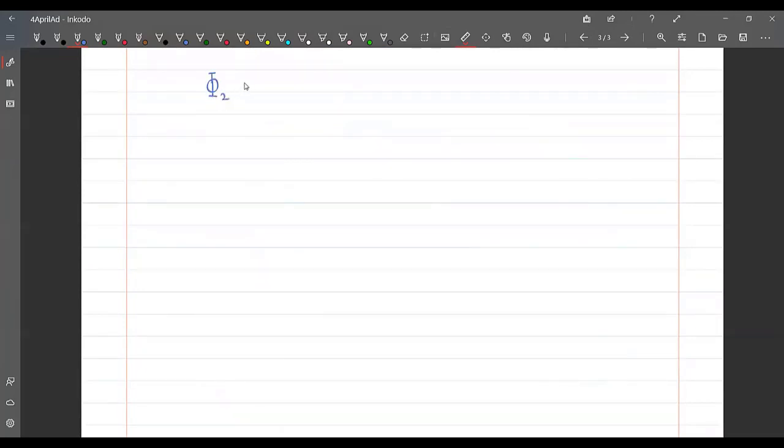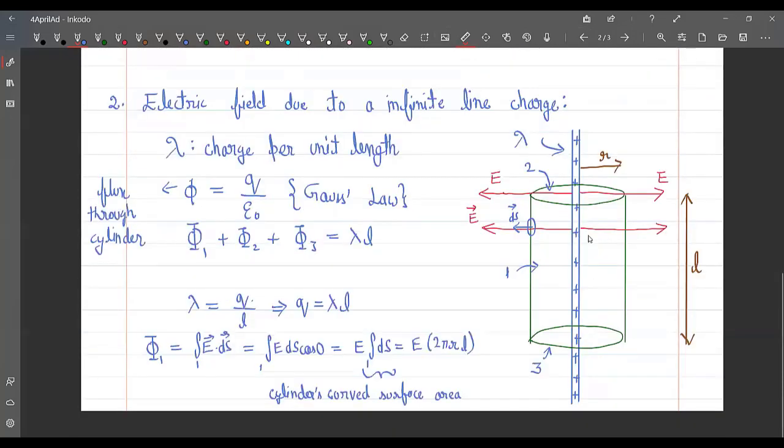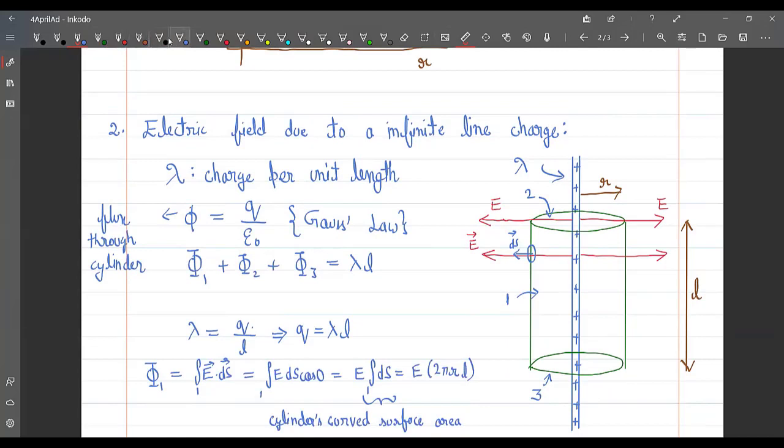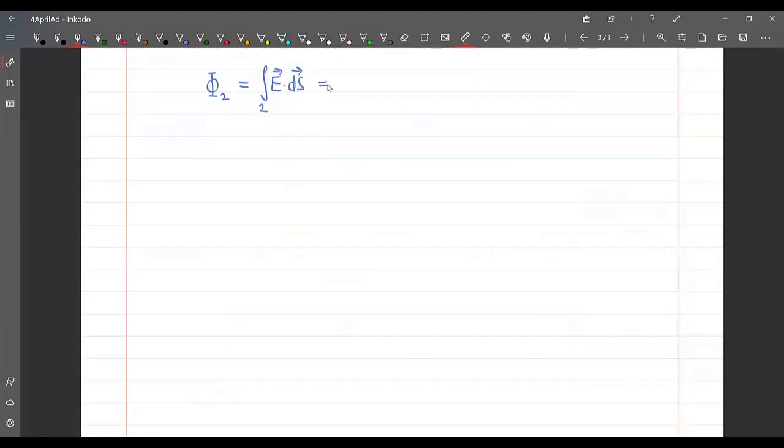The top lid. Now see, we can write this as E dot ds again for the second surface. And for the second surface, electric field is like this. But if you draw a small surface here, the ds vector is perpendicular to E vector. So E dot ds, the angle between them is 90 degrees. Electric field is along the plane, and ds vector is perpendicular to the plane. That means the angle between E and ds is 90. So here you will write E ds cos 90. That will be 0.